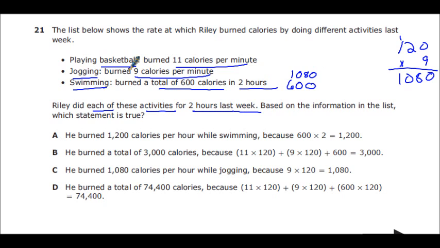And I have basketball at 11 calories per minute, so that means I would take 120 times 11. I got 1,320 calories for basketball. So it says A, he burned 1,200 calories per hour while swimming because 600 times 2 is 1,200. Well, that's true. 600 times 2 is 1,200.